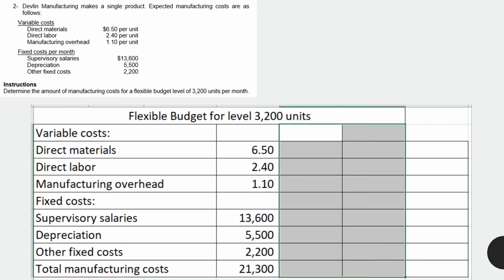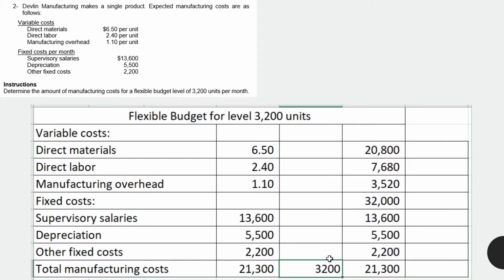If we take our units, being 3,200 units, multiplied by the direct materials of 650, our monthly costs would be 20,800. Our monthly direct labor would be 240 times the 3,200 to be 7,680, and our manufacturing overhead would be a total of 3,520 per month, for a total variable cost of $32,000 per month. Adding our fixed costs being 21,300, we have a total of $53,300 per month for this budget.